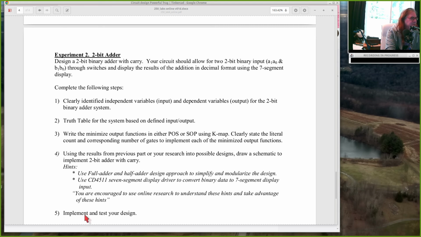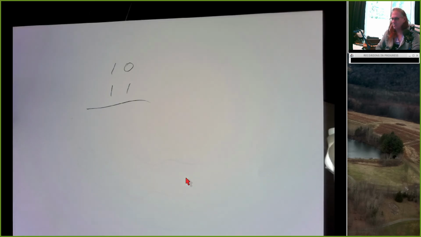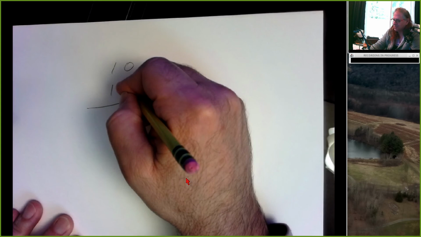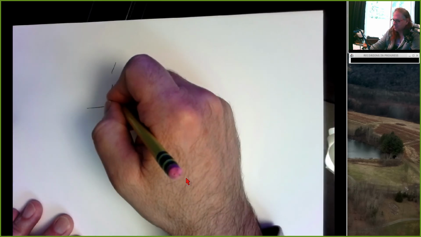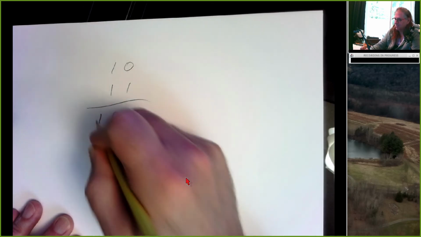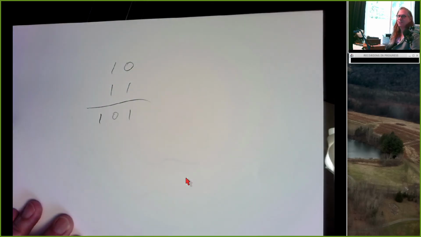So the idea of a half adder, full adder is when we do pencil and paper addition, we are smart about it. If I want to add 1 0 and 1 1, what do I say? 0 plus 1 is 1. And I say 1 plus 1 is 0 with a carry of 1. There's my addition.